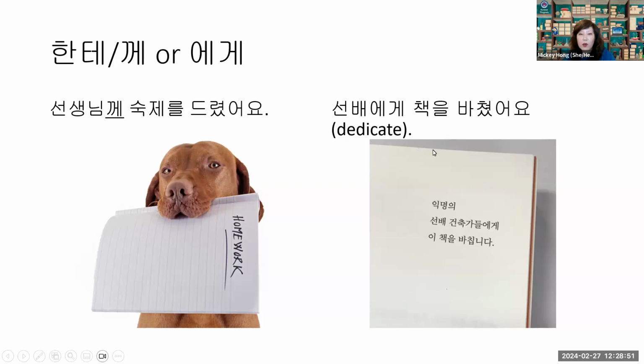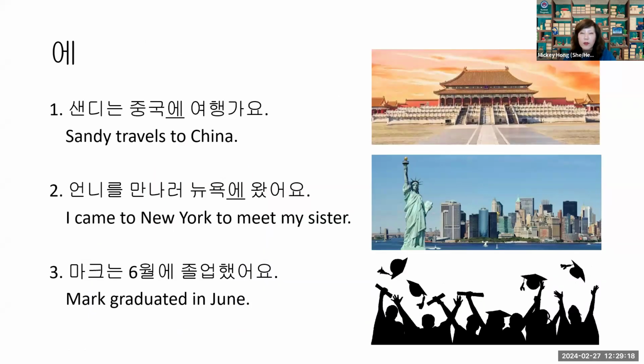선배에게 책을 바쳤어요. So you use 에게, you are making a book dedication like this. You are dedicating a book, a song, okay? It sounds a little bit more poetic and formal. And it could be physical things that you are giving to that person, not just tribute, but 에게 is just more formal. 누구에게 선물을 줬어요.